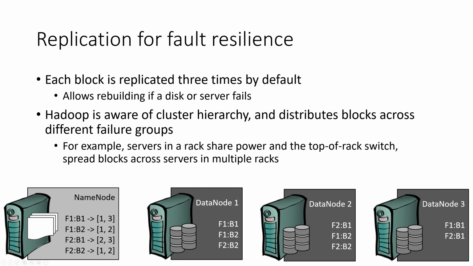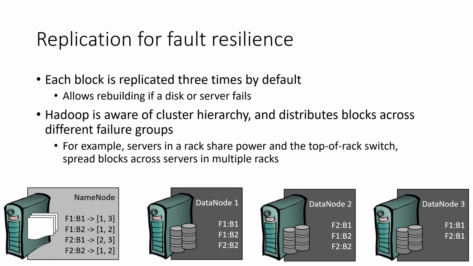HDFS uses replication to achieve high resilience. Each block is replicated 3 times in the default configuration, and this allows HDFS to rebuild data if a disk fails. So if a server fails or a disk fails, the data that were stored in that data node will be copied, duplicated on a different data node so that we keep 3 replicas all the time.